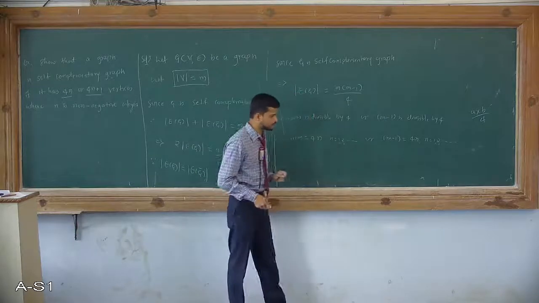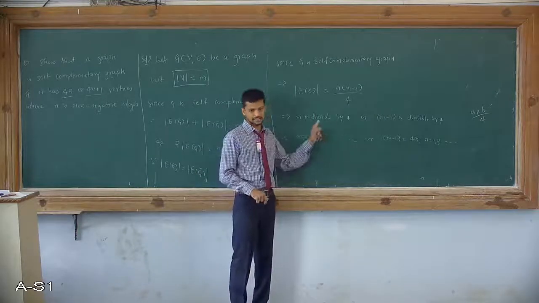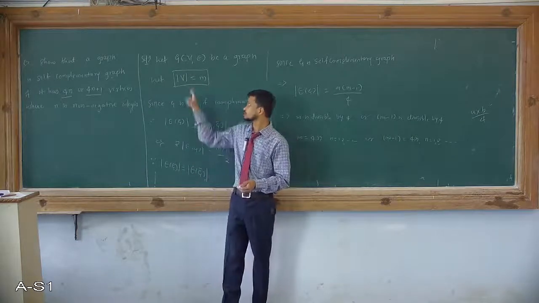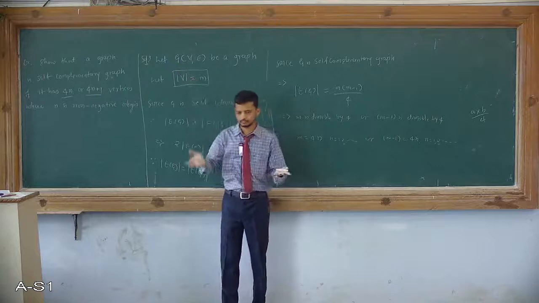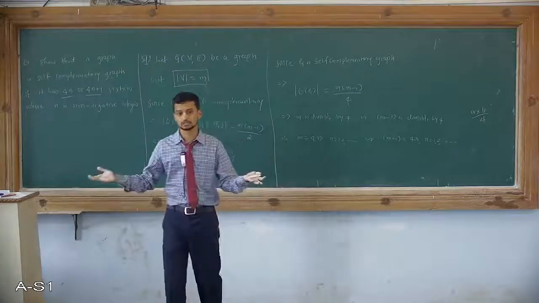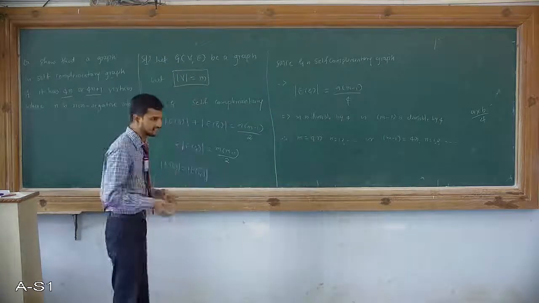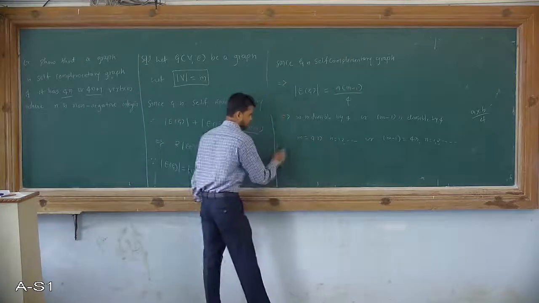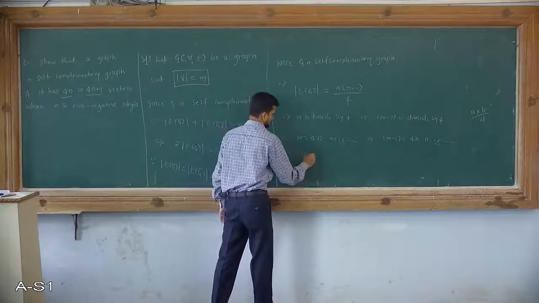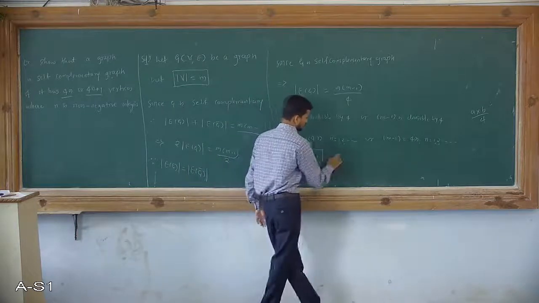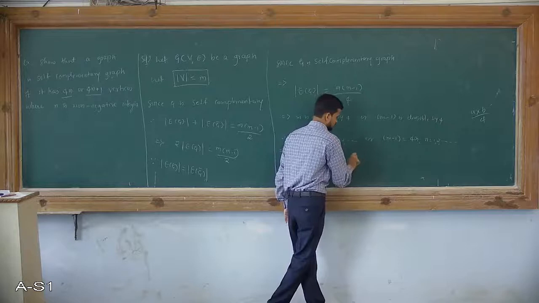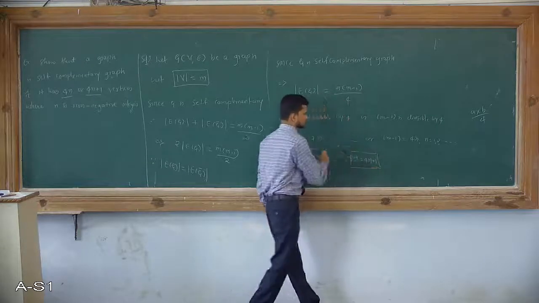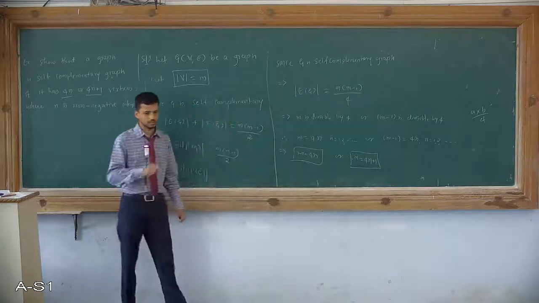I will repeat it once again. Why have I not taken n equal to 0? If I take n equal to 0, m becomes 0. If m is 0, the number of vertices is 0, and if the number of vertices is 0, the graph does not exist. So it does not make sense to take m equal to 0. Therefore, I started with n equal to 1 to infinity, which implies m is equal to 4n or m is equal to 4n plus 1.